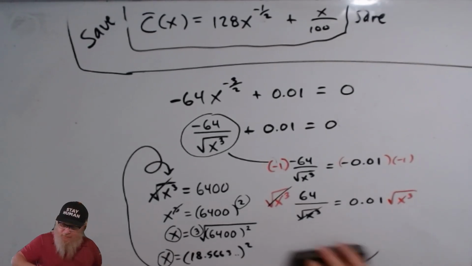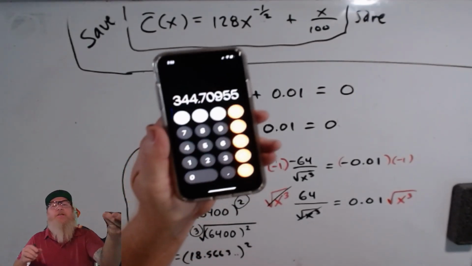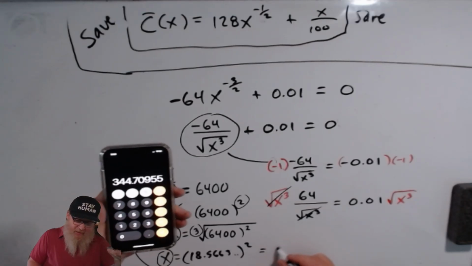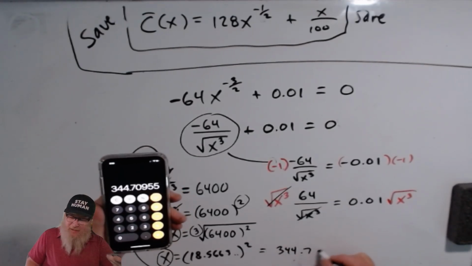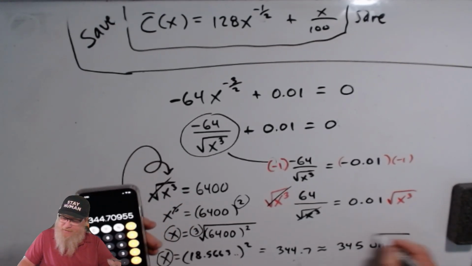We're fine. We did it. I don't want to have to redo this one. And there's your final answer, 344.7, or approximately 345 units.